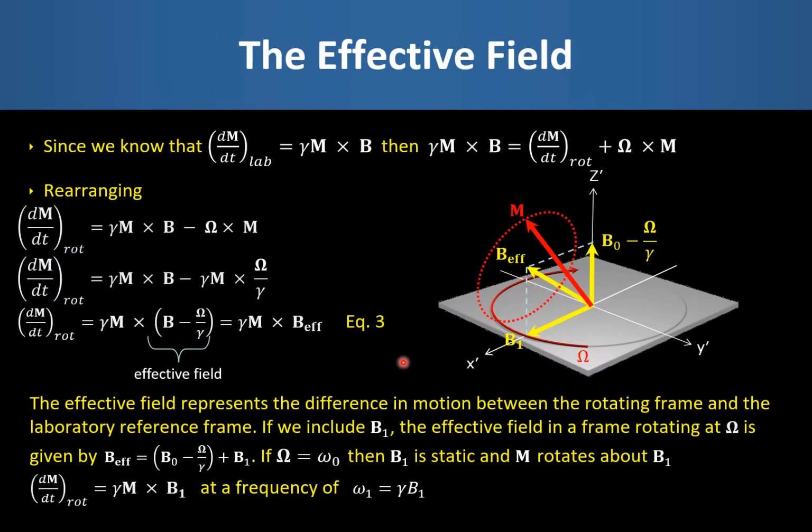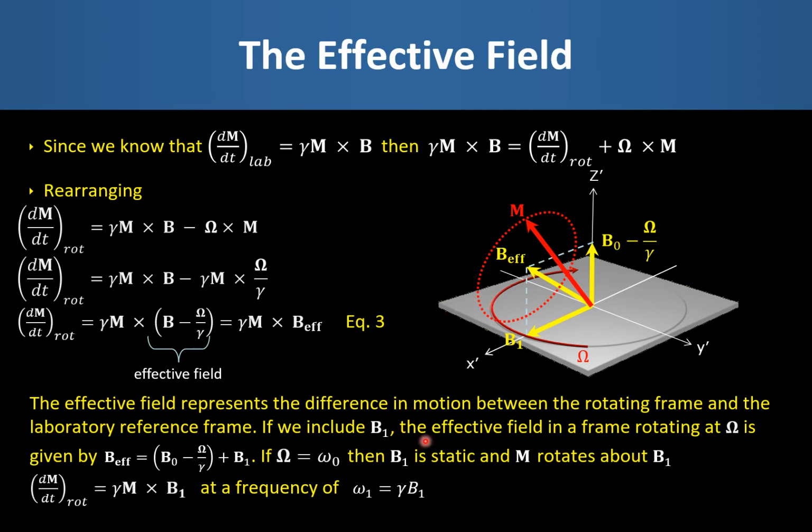With a little more rearranging and substituting, we obtain equation 3, whereby it is apparent that the magnetization rotates about an effective magnetic field, shown here, in the rotating frame, just as it rotates about the applied magnetic field in the laboratory frame. If the frequency of the rotating frame equals the frequency of precession, then the magnetization is static in the rotating frame.